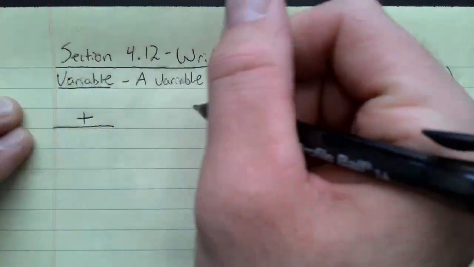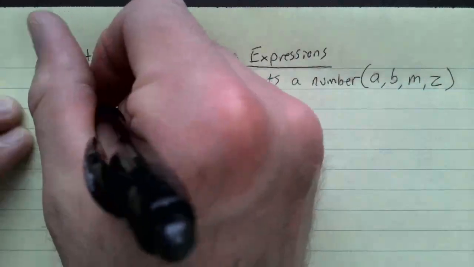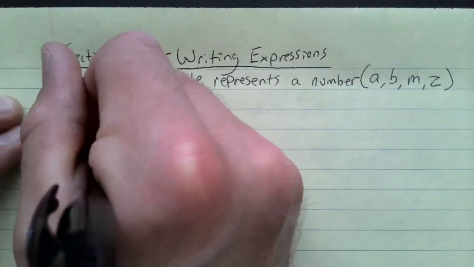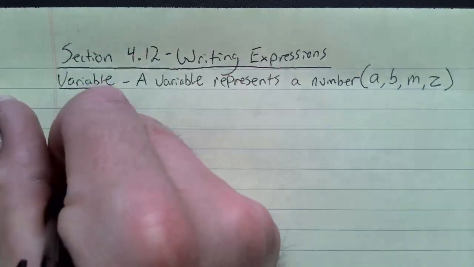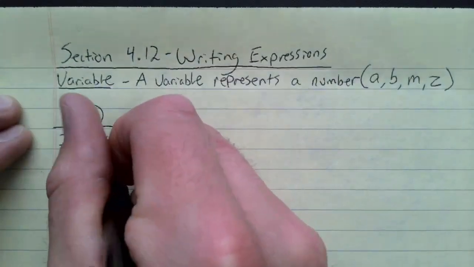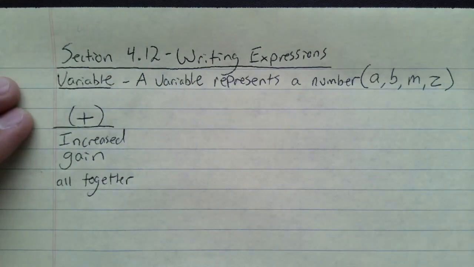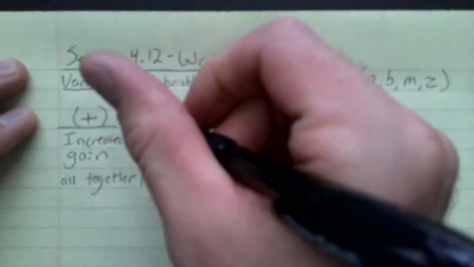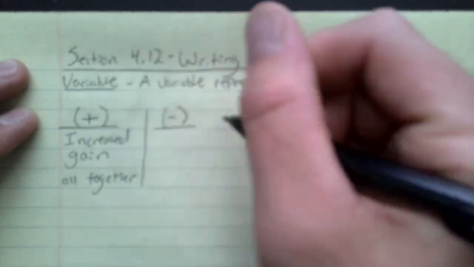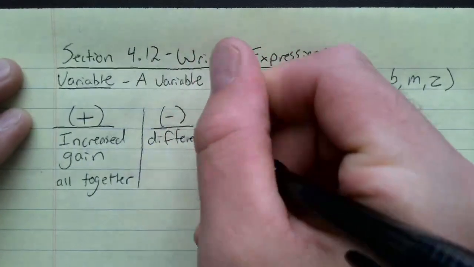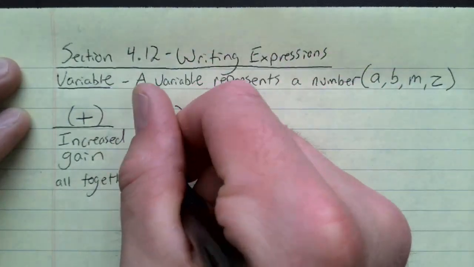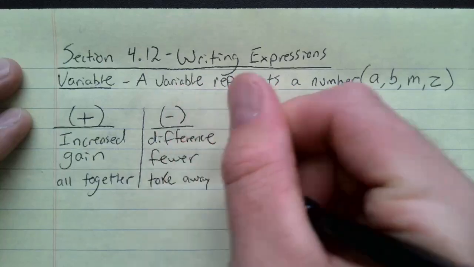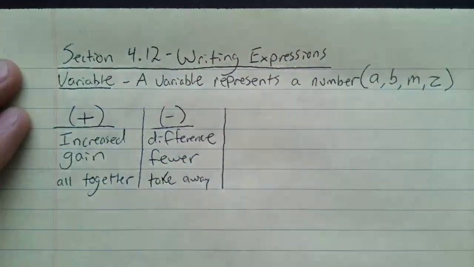These are terms that you will see for addition: increased, gain, and altogether. You'll also see, just going to draw a line right there, this is for subtraction. Something you'll see for subtraction is difference. Find the difference, fewer, and take away. Take away, that's subtraction.